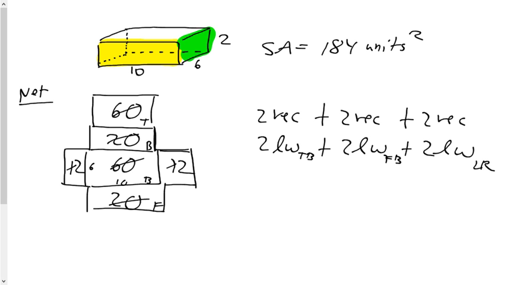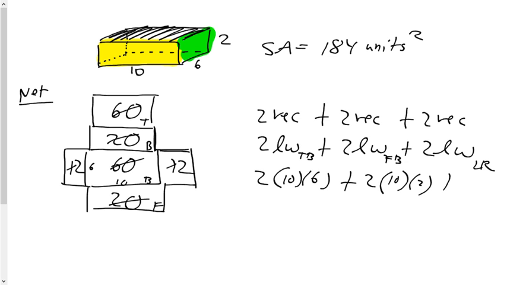So if we think about the top and the bottom, our top and our bottom were right up here, and that was a 10 by 6. So we have 2 rectangles that are 10 by 6, and we have 2 rectangles, the front and back were 10 by 2. And we have 2 left and right, which were 6 by 2. So we have 2 of them, which are 6 by 2. So now we've substituted our information in.